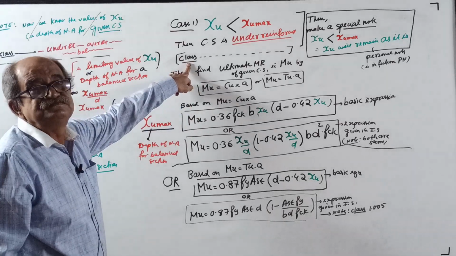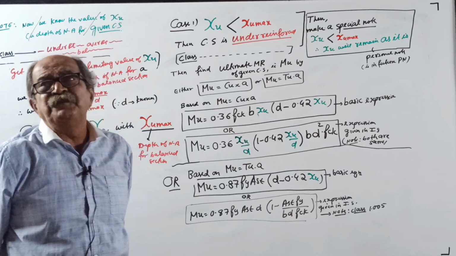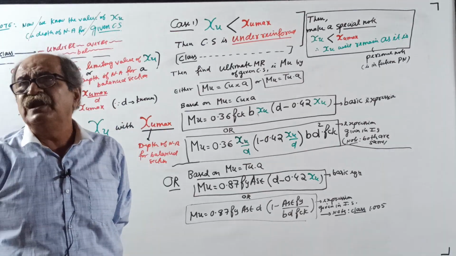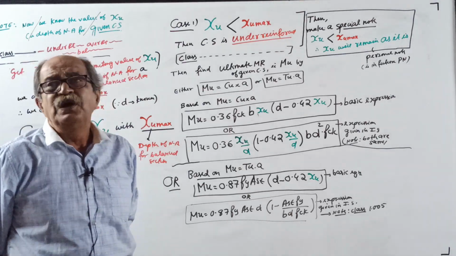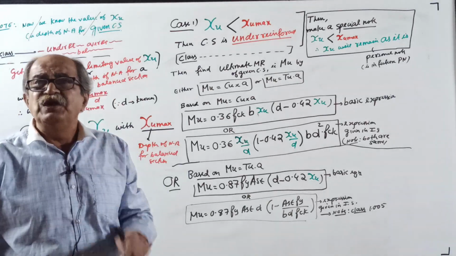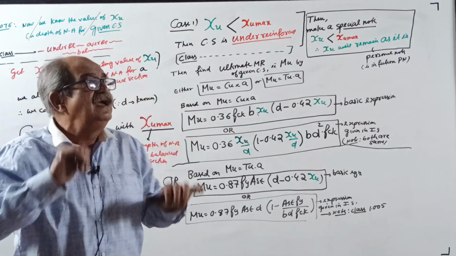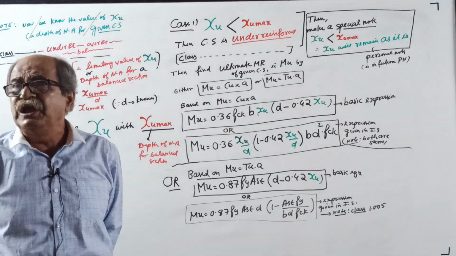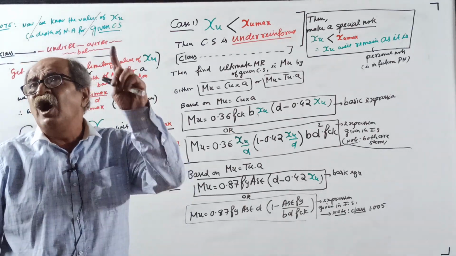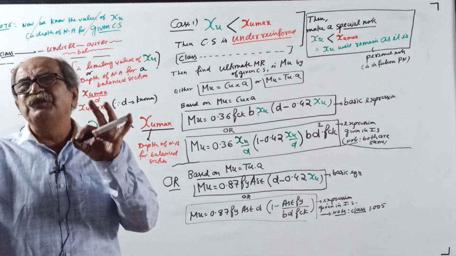Class, I already told you last time the procedure. For an under reinforced section, you can find ultimate MR by either CU into lever arm or TU into lever arm, even though in working stress method you cannot do that. See, working stress method is outside the procedure. If you use CU into A, stress in concrete has to be reduced. If you use TU into A, you have to use full strength of steel. Limit state, no. As I told, beautiful concept.